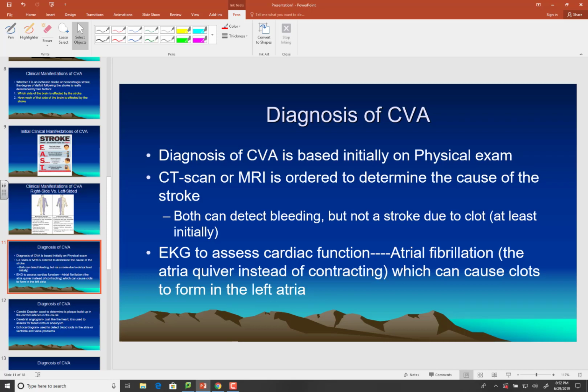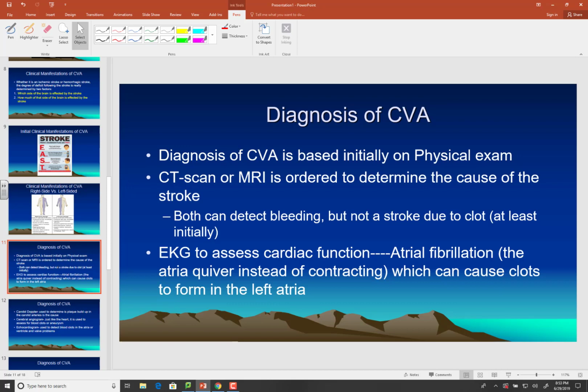And CT scan, it can detect bleeding, but it's not really good at detecting ischemic stroke because the CT scan really can't say, okay, this part of the brain lacked oxygen. But it is good at ruling out hemorrhagic versus ischemic. So, and this is very important: before you can treat a stroke, you have to know which kind you're dealing with.